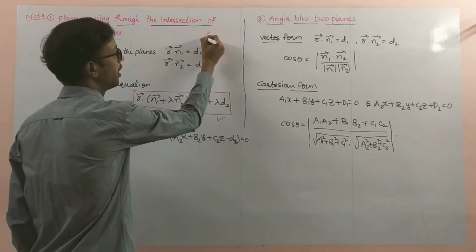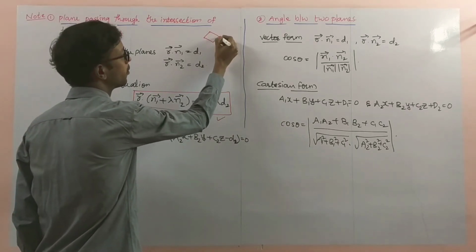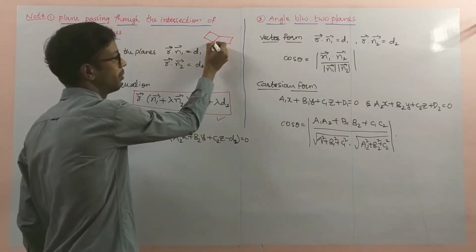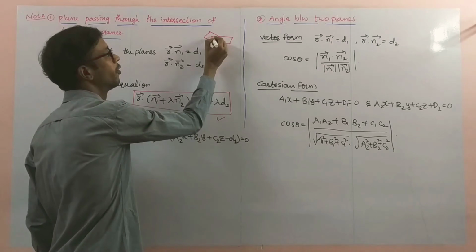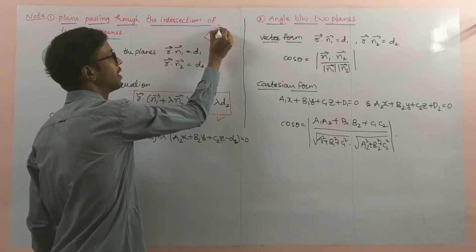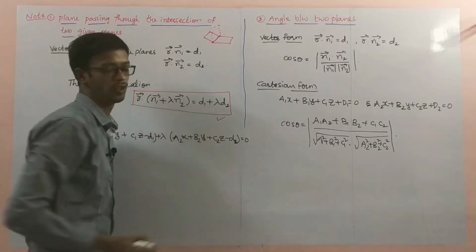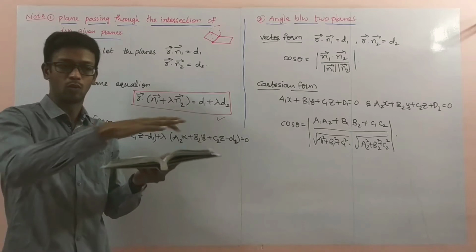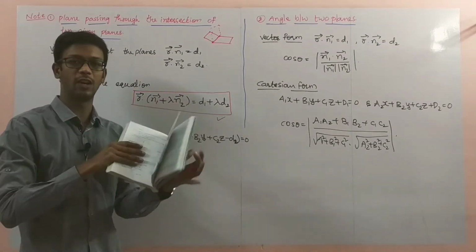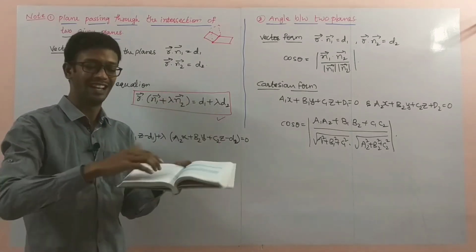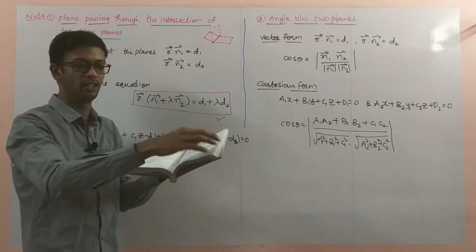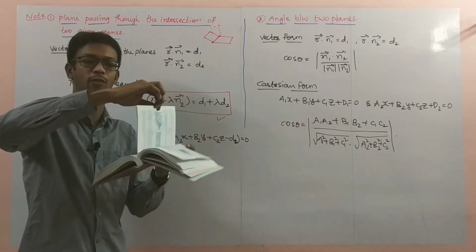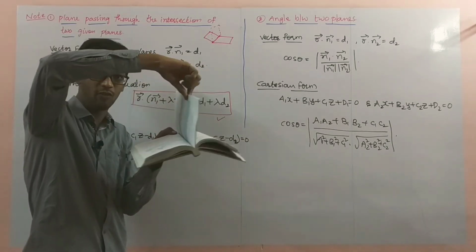For example, I am taking here two planes. Intersection means this is the intersection point. If our required plane is passing through this point, the intersection, you can understand by this example. Two planes are there: this is one plane and another plane is this one. The intersection will be this one. So the plane passing through the intersection of two planes is this one, and this plane equation we have to find here.